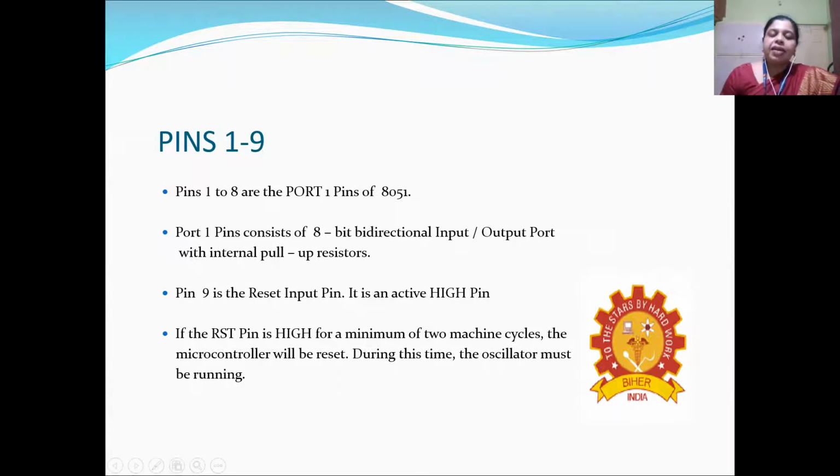Then pin 9 is the reset pin to reset the microcontroller. Whenever the reset pin is high for a minimum of 2 machine cycles, the microcontroller will be reset. But during that time also, the oscillator will be running to provide the necessary frequency for the microcontroller.